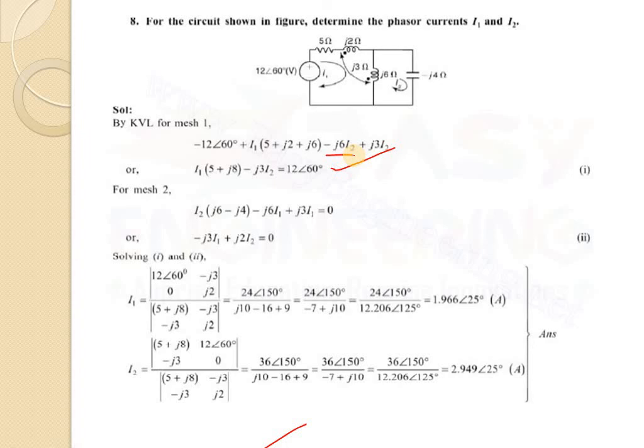In a similar way, we have calculated the KVL equation for loop 2 also, or mesh 2 also, and using Cramer's rule, we have solved this problem. And the values of current we are getting are these. So that is the solution of the problem, where we have to determine the phase currents I1 and I2. Here we have solved with the help of Cramer's rule. You can use any other rules also. Whatever you feel easy, you can apply that also.